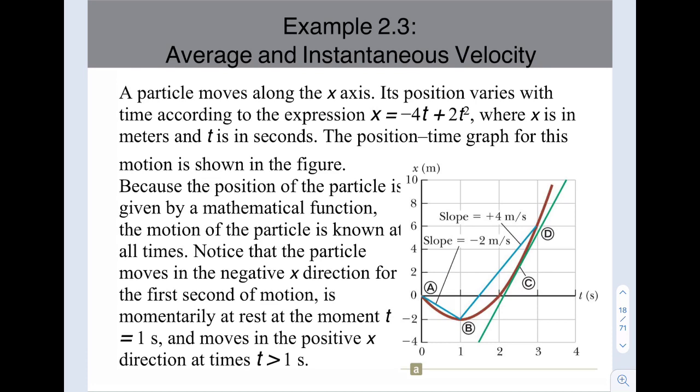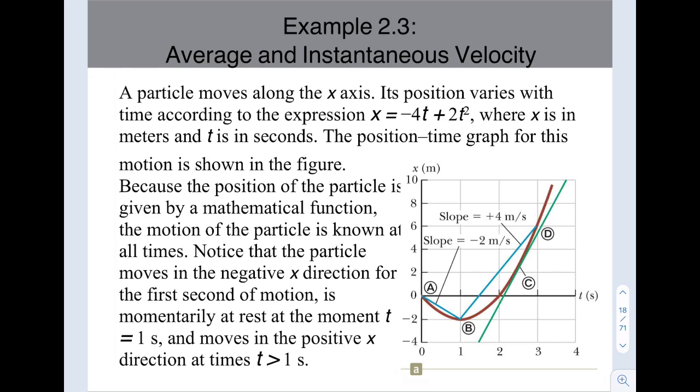Right, example 2.3. A particle moves along the x-axis. Its position varies with time according to the expression x equals -4t plus 2t squared, where x is in meters and t is in seconds. The position-time graph for this motion is shown in the figure.